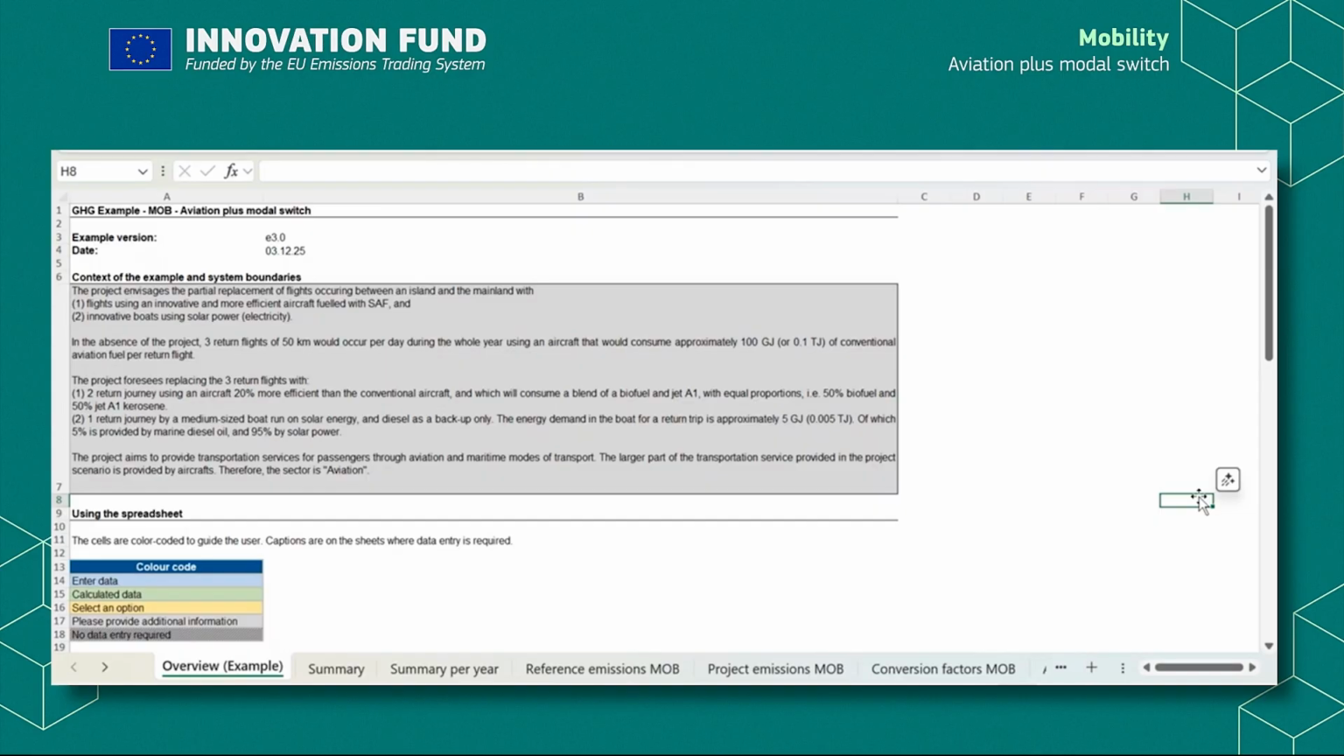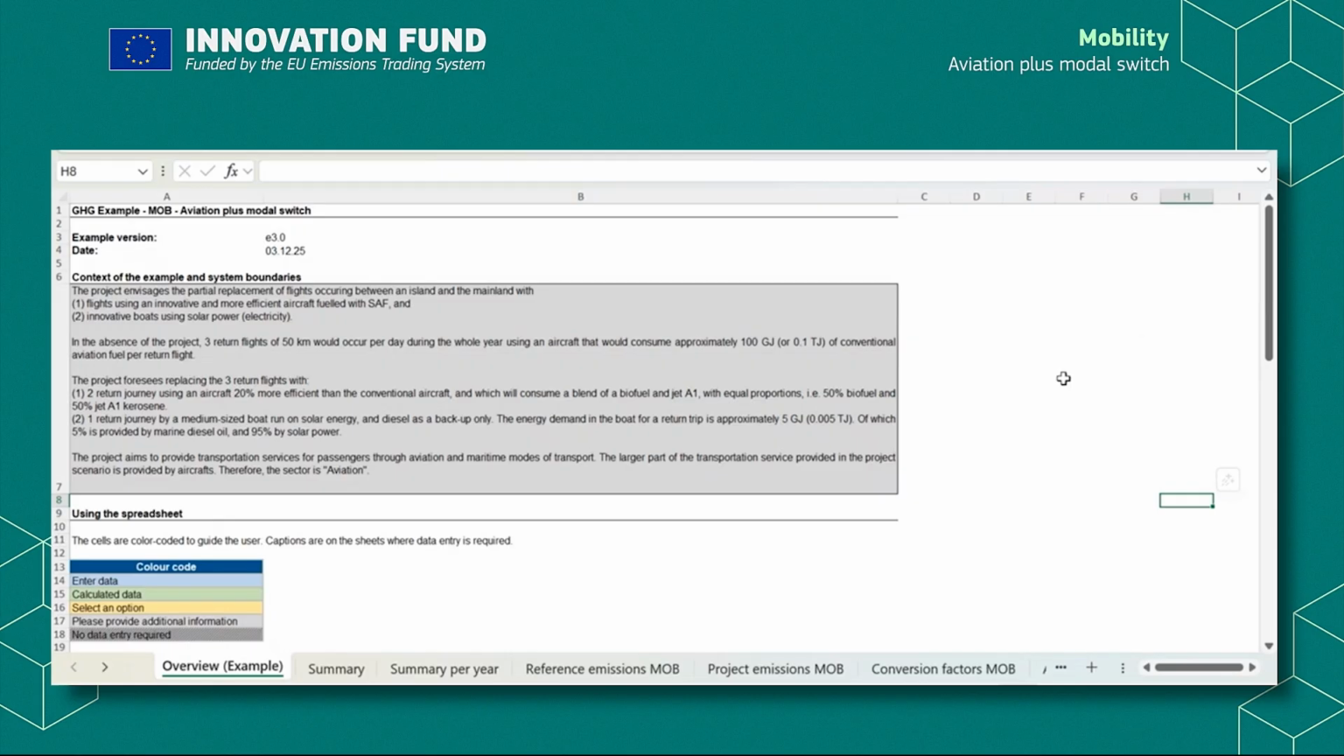Applicants must estimate the GHG emission avoidance based on the Innovation Fund's GHG methodology, and shall use the relevant Excel calculation tool. Both are published on the funding and tender portal. If you haven't already done so, we recommend reading the GHG methodology before watching this tutorial. If, after watching this tutorial, you still have questions, you can consult the FAQs in the funding and tender portal, or contact our dedicated help desk.